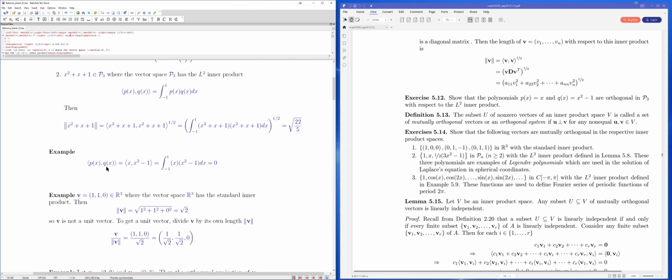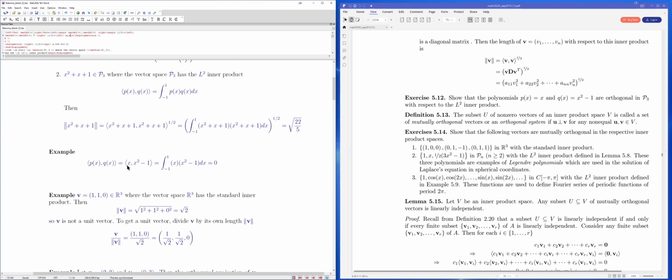So we're looking at these two polynomials here, x and x squared minus 1. In order to work out the inner product, we multiply x times x squared minus 1, and then you integrate that between 1 and minus 1. You need to do the integration, but when you do this integration over here, this integral will turn out to be 0.